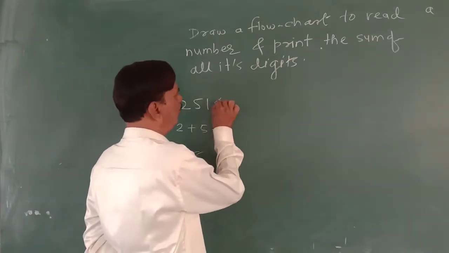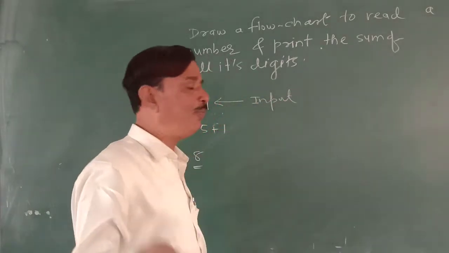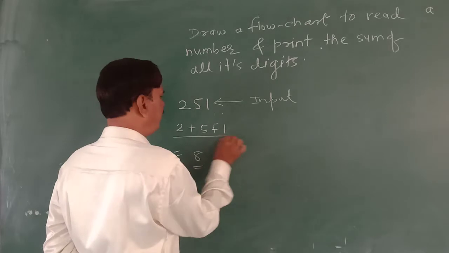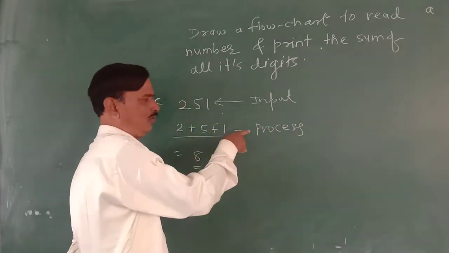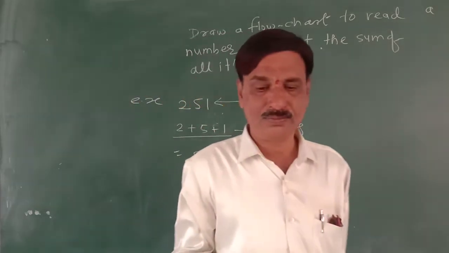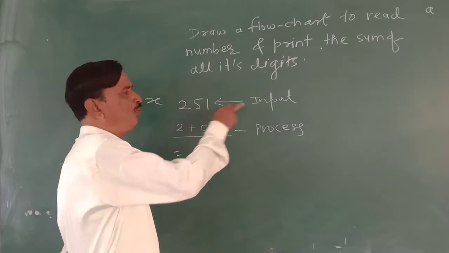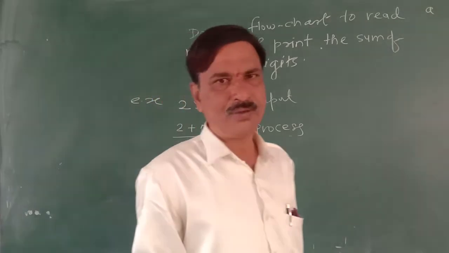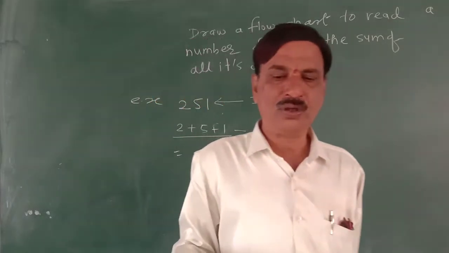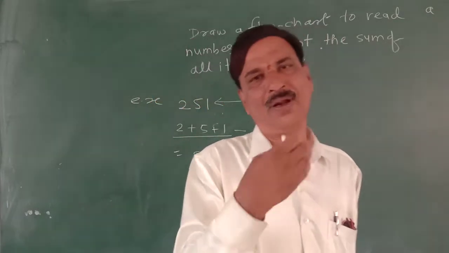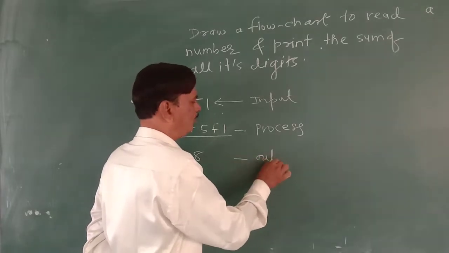So this is the input which we have to give to computer. This one is the process to be performed by computer by instructing us. So this is the input that we want to give to computer. This one is the process that computer will do, but by our instruction, that is steps, and this will be the output.